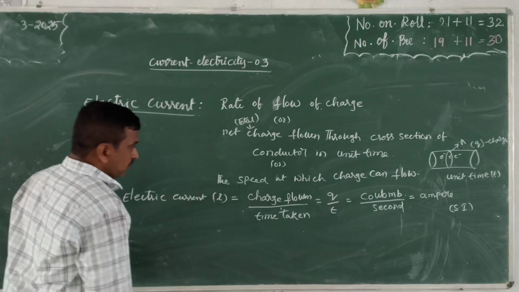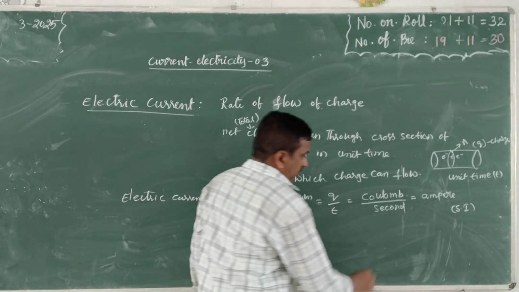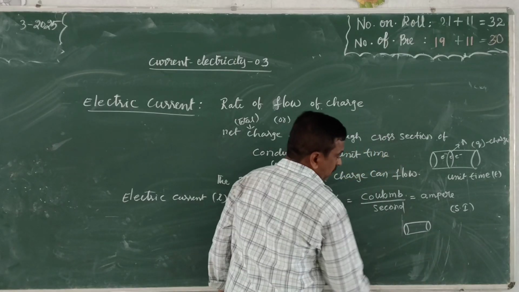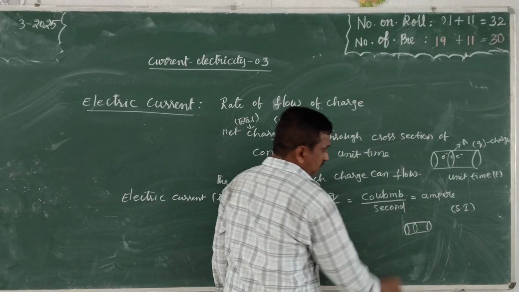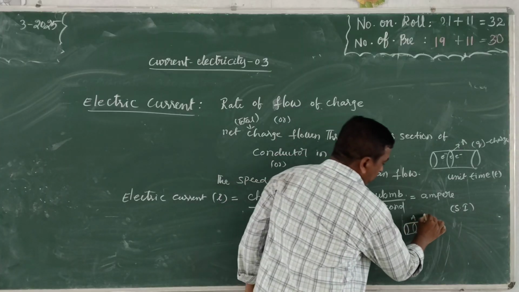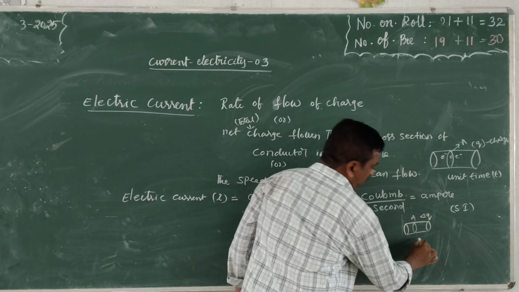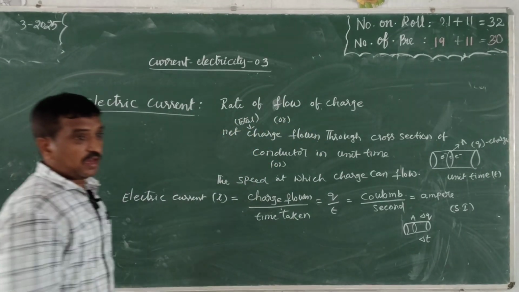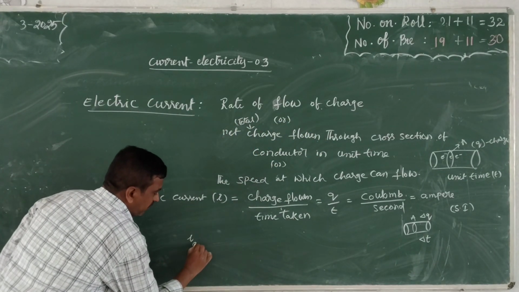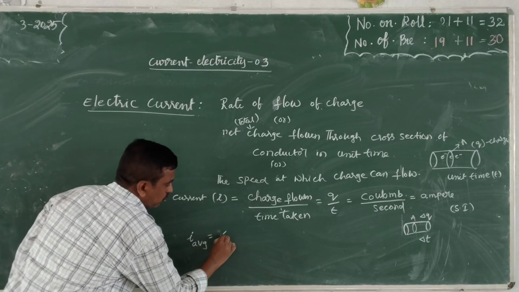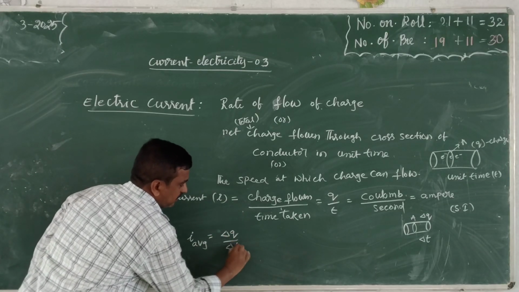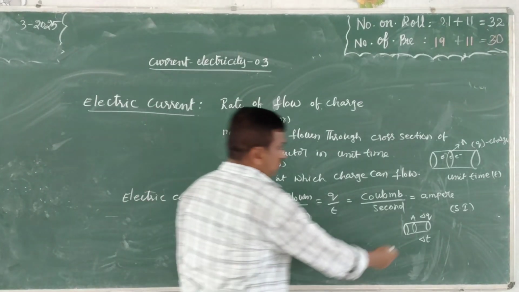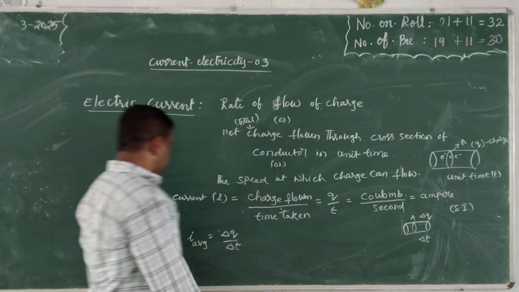Yes? See here, for example, here we can take, it is the conductor. See, it is the area of cross section. In this area of cross section a, delta q charge passes through in delta t time. So that we call it as average current. See, I average equals delta q by delta t. Means in delta t time, delta q charge passes through this cross section area. So that we call it as average current.